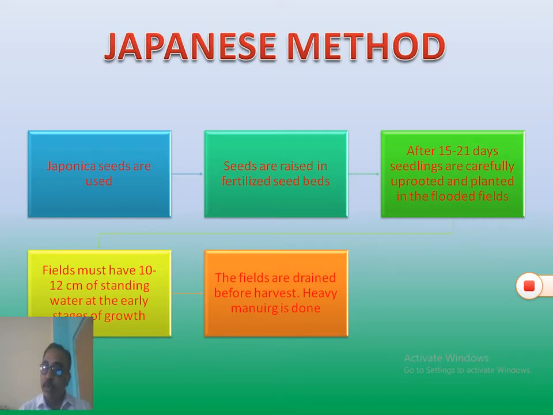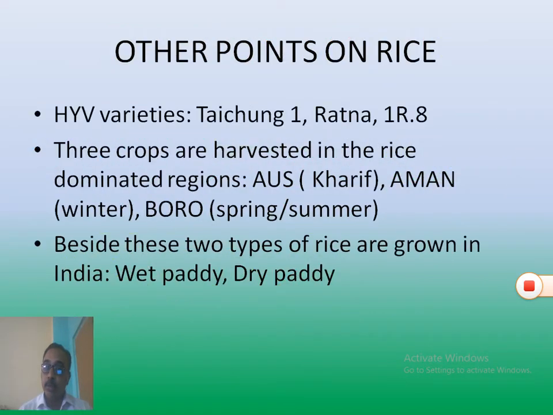Seeds are raised in the fertilized seed beds. After 15 to 21 days, they are again uprooted and planted in the flooded field. Now in the flooded field, standing water of 10 to 12 centimeters should be there. And just before the harvest, whatever extra water is there is drained off. Heavy manuring is done. Now that is the Japanese method of cultivation.